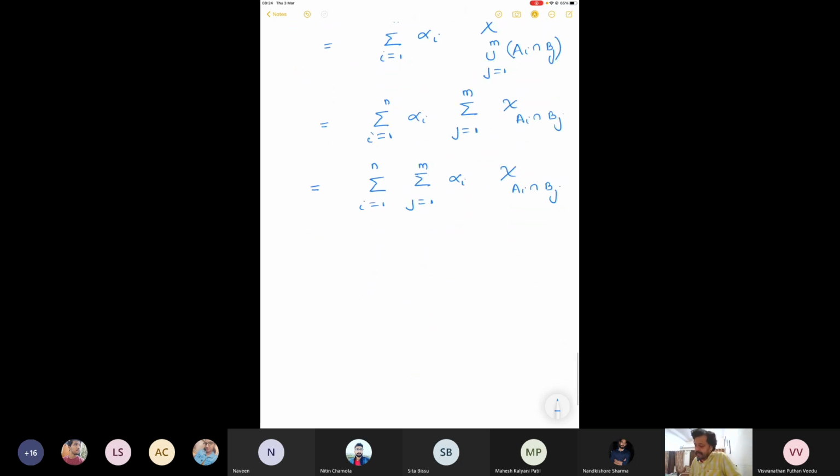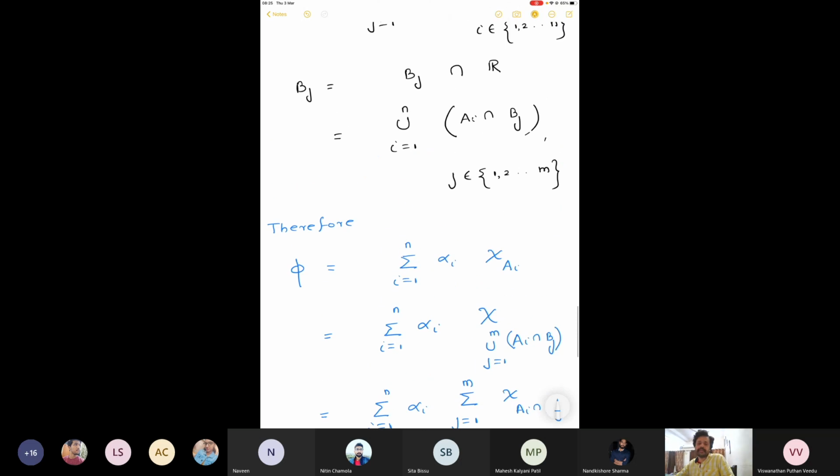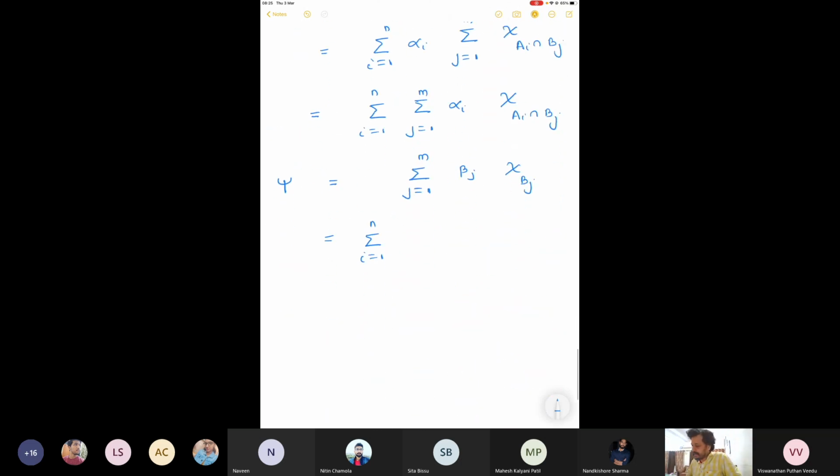Similarly, let us try to rewrite psi. Psi we took as summation j equals 1 to m of beta j chi B_j. And that you can rewrite in a similar manner as summation i equals 1 to n. Replace B_j with this union. Okay. I don't want to write the details. You will get this: beta j chi A_i intersection B_j. So now you have a representation for psi and phi.